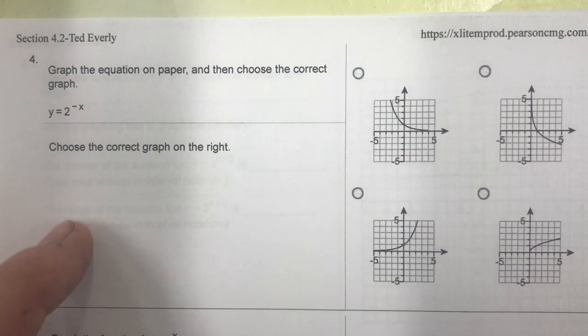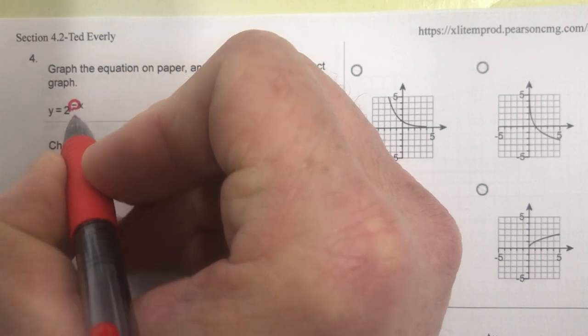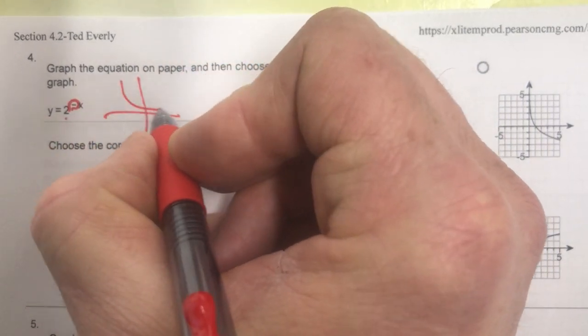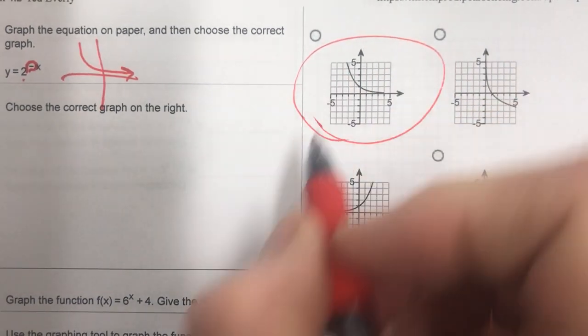All right, number 4. Here's another one here. Now, when we have this negative in the exponent, it's going to reflect it kind of like the fraction did. It's going to make the tail come over here to the right again. So it looks like this one here.